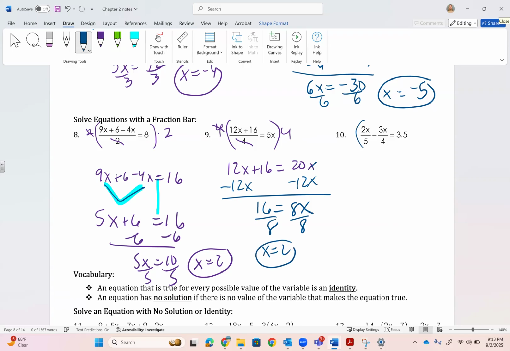Okay, and the last one. You see little fractions multiplied by a common denominator over 1, which would be 20. So if you multiply both of these by 20 over 1, you're going to get 40x over 5. You're going to get minus 60x over 4 equals 20 times 3.5, which is going to be 70.